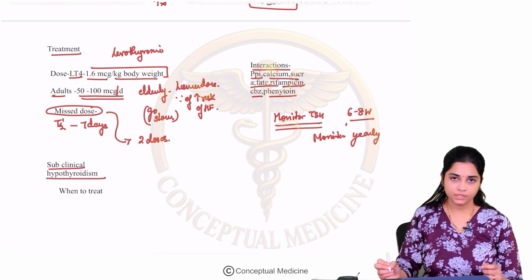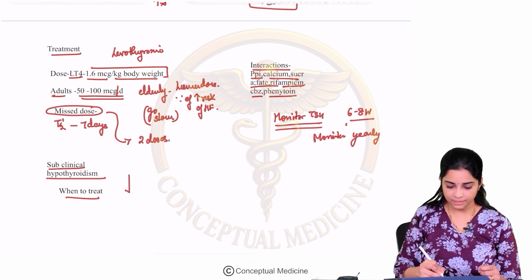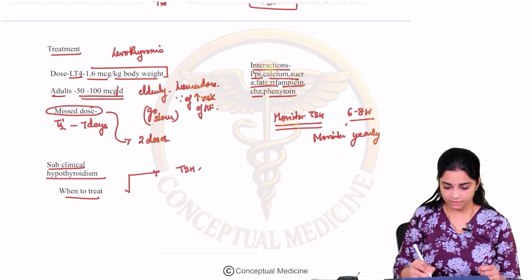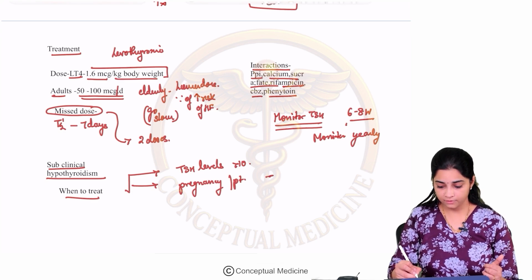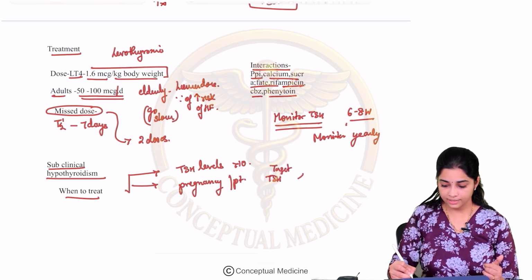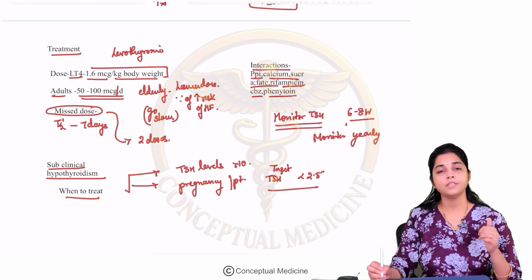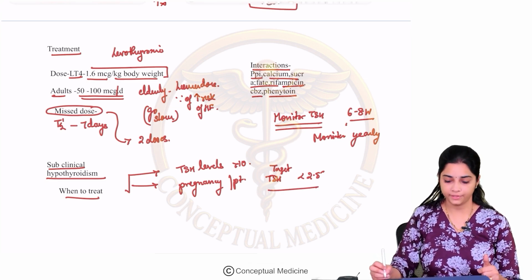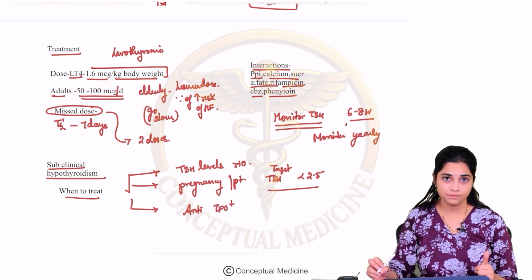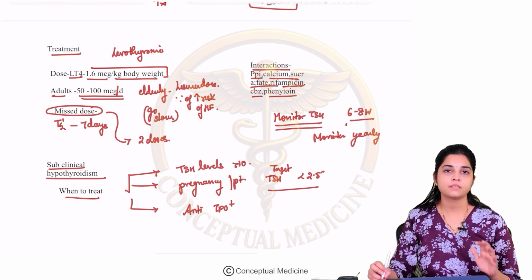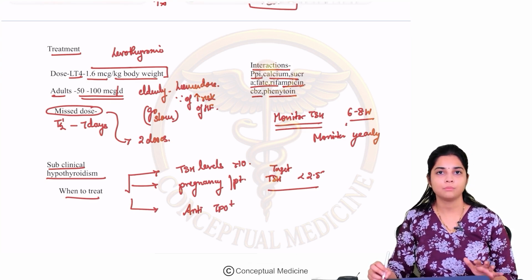Now, subclinical hypothyroidism, when do you want to treat? You treat when the TSH levels are more than 10. Then, in pregnancy or in patients who are wanting to conceive, your target TSH is less than 2.5. So in such cases, even if it is subclinical hypothyroidism, you have to treat the patient. Then, in patients with anti-TPO positivity, irrespective of what the TSH levels are, you have to treat. Okay? So this is about your management of hypothyroidism.